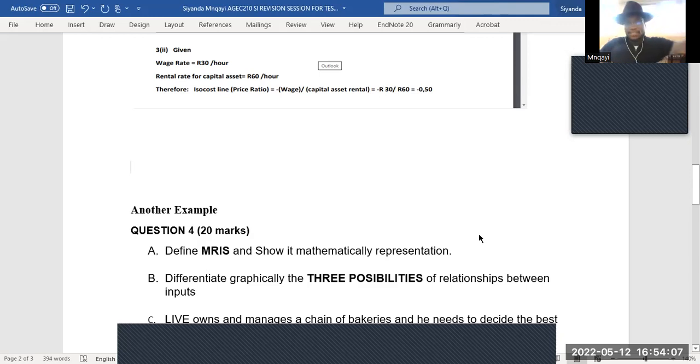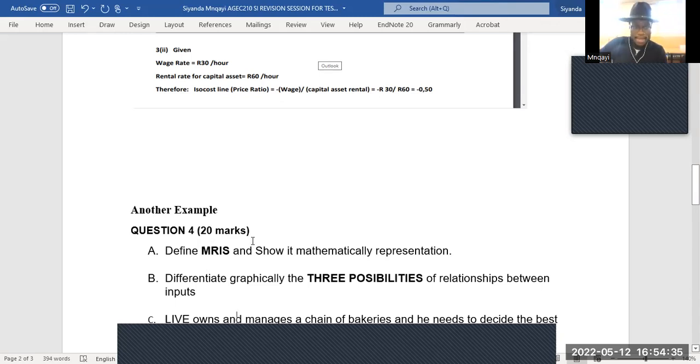Okay, do you remember that we did a problem based on the marginal rate of input substitution, right? I've got another problem which double links with the problem that I've dealt with. This was question 4 in last year's paper, but I've just brought it back. You see, it's 20 marks.